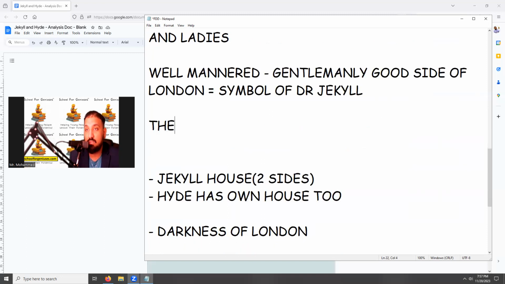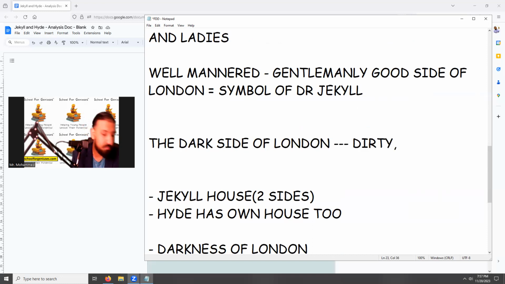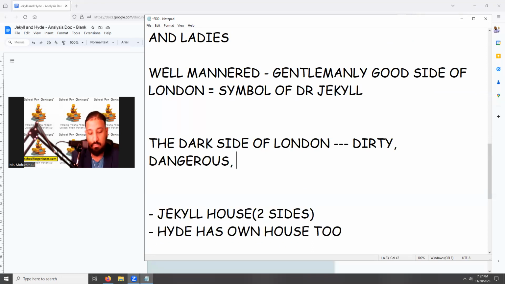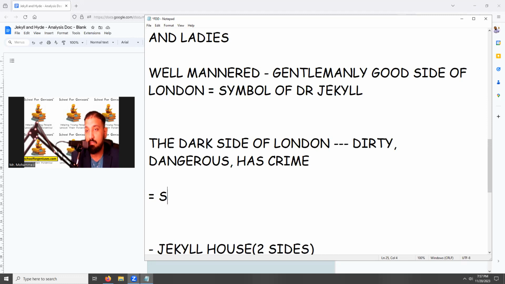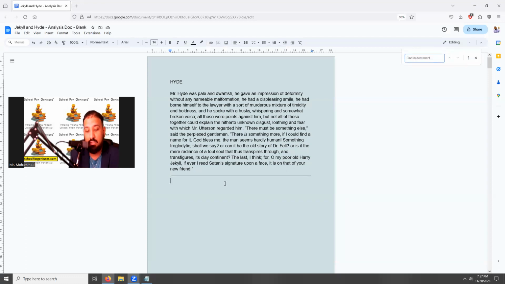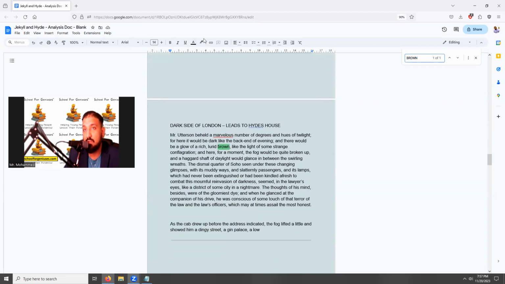London has the dark side, which is dirty, dangerous, has crime. Now obviously this is a symbol of Hyde. This dark, dangerous side of London, this all happens when Arson is moving towards, going to Hyde's house.